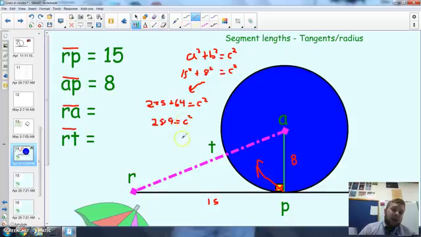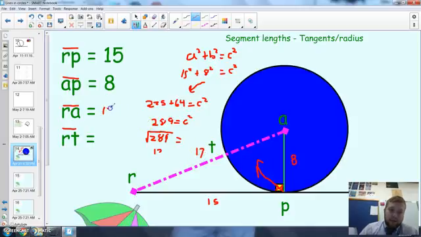So what is c? Well, then I do the roots of both. So I know the square root of 289. You guys know what it is? It's actually 17. I got my handy dandy calculator just to double check that. Alright. So I know RA, so the distance of RA is 17.